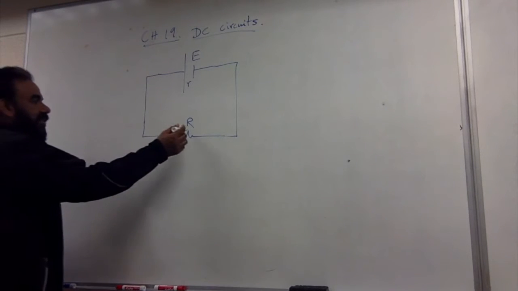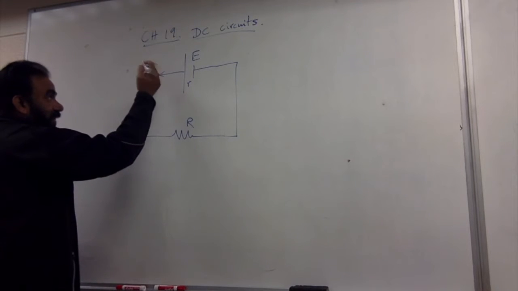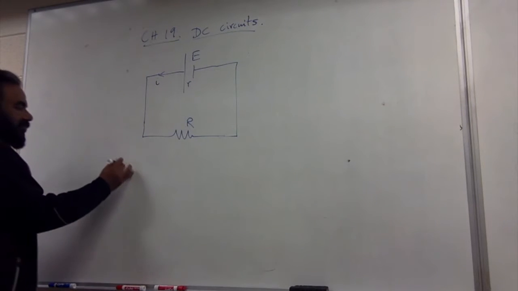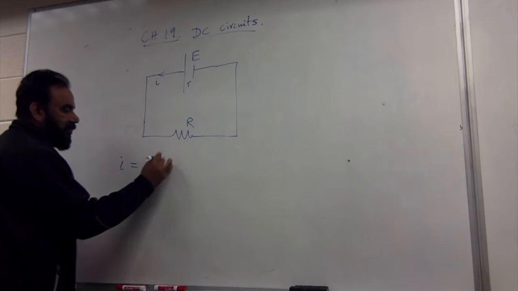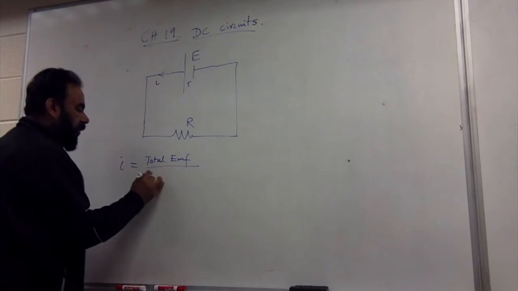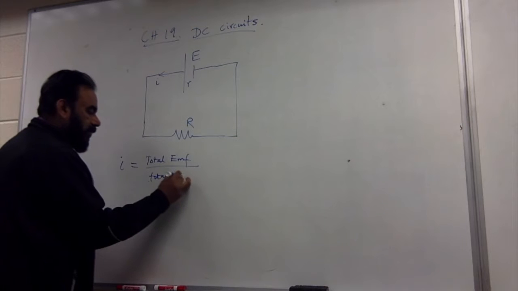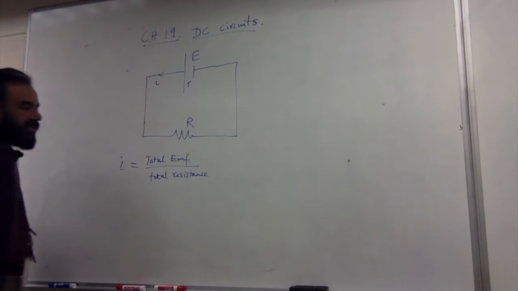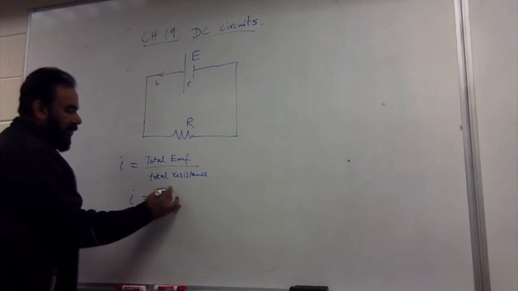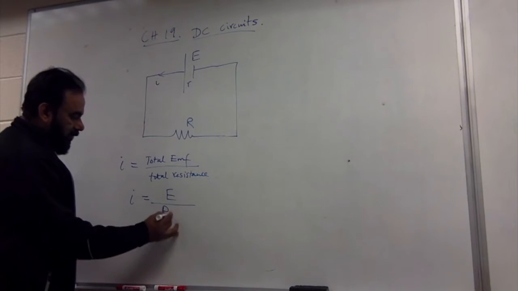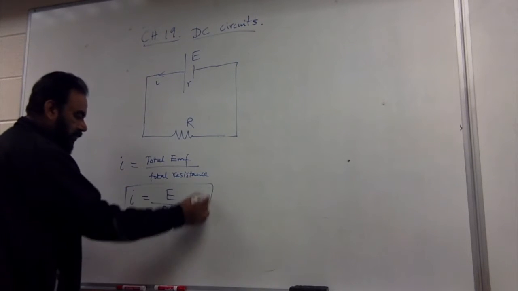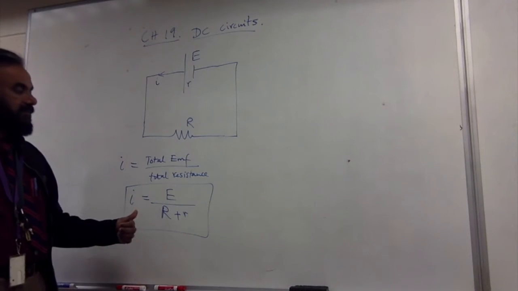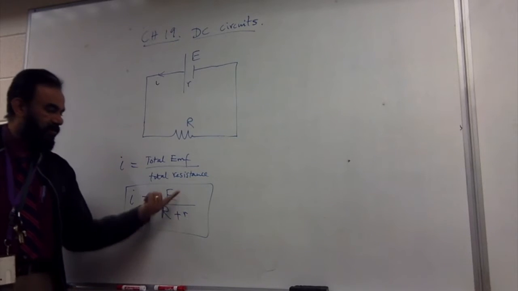Now, when you have an external resistance like that and an internal resistance, it will actually create a current. And what is that current equal to? Current is equal to the total EMF over the total resistance. In this case, I is equal to EMF over R plus r. Current I is equal to EMF over R plus r. That's the total resistance, and that's EMF.